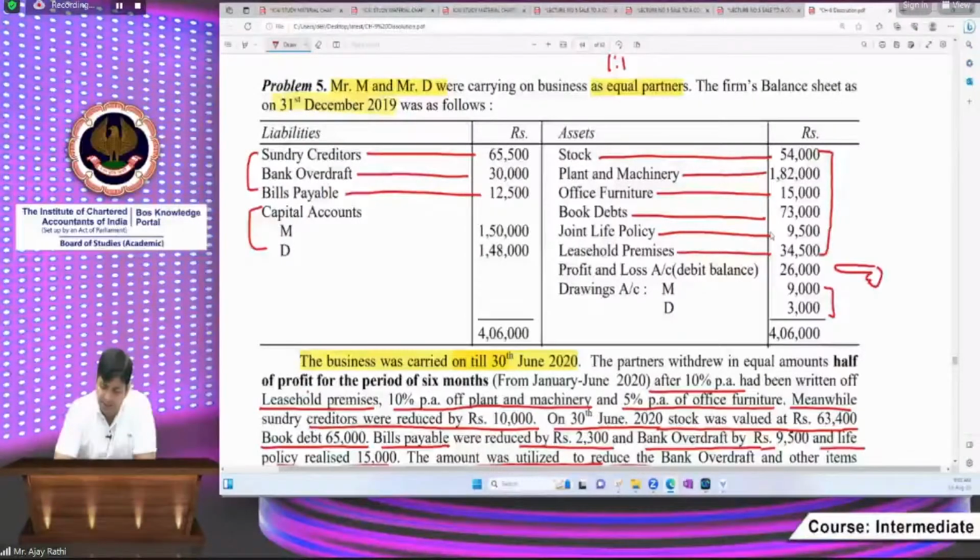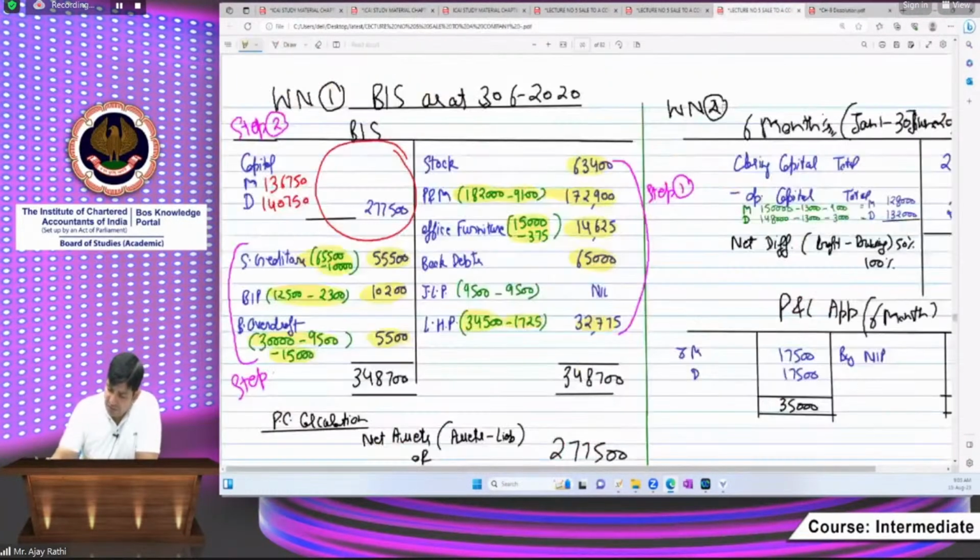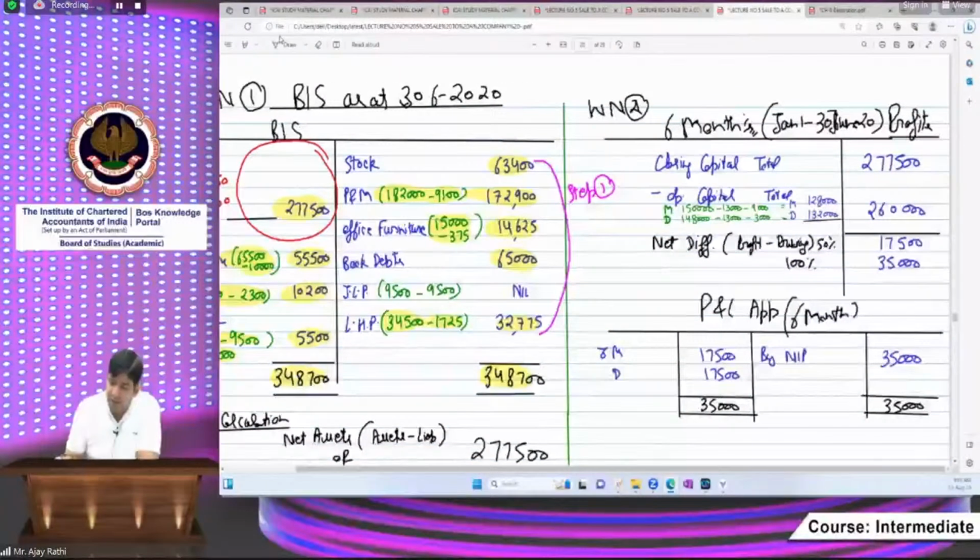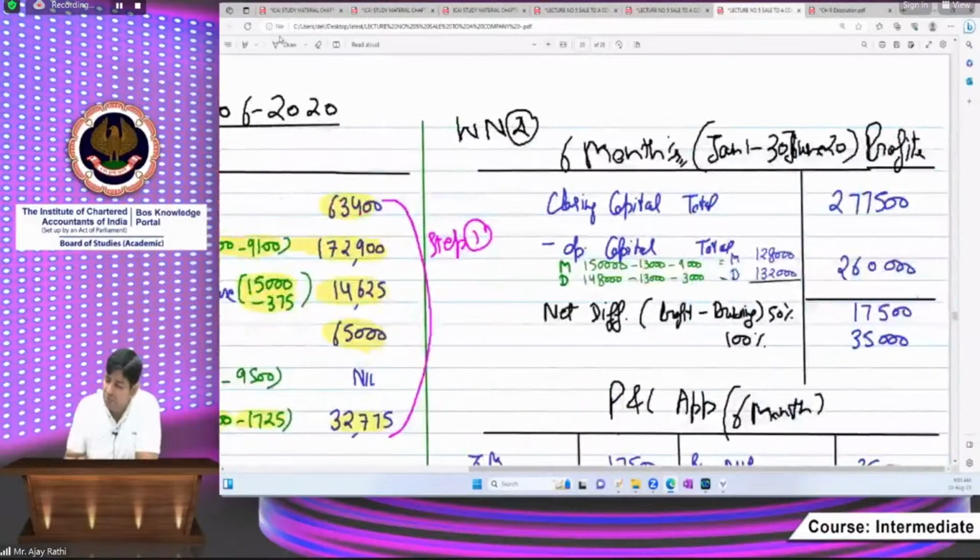Now check. Capital account updated balances are also there, for which we first have to find the net assets. So beta, can we find the net assets? Yes, sir. The total will be there, and after that the net assets are 2,77,500. So what shall we do here? We shall calculate again the net profit earned during 6 months. 2,77,500 is the net assets as at 30th June, that is the closing capital, assets minus liabilities.